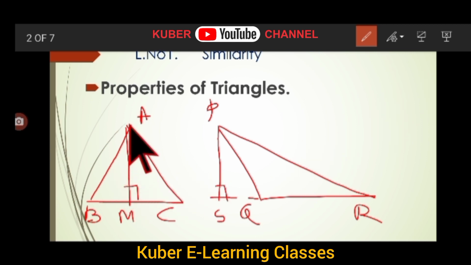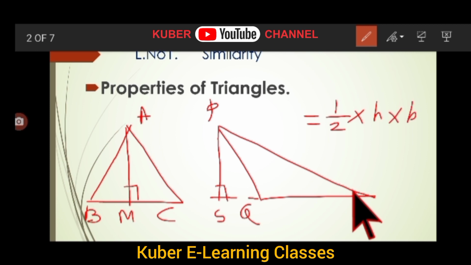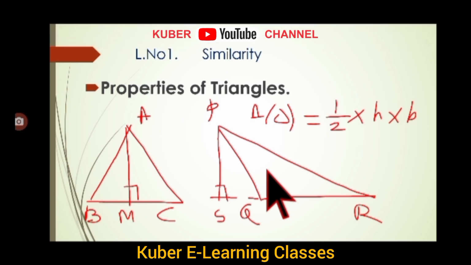So see here, in triangle ABC, AM is the height and BC is the base, and in triangle PQR, PS is the height and QR is the base. Understood? Now we are going to study the areas of these two triangles. In general, what is the formula for the area of any triangle? It is half into height into base, right? So area of any triangle is always half into height into base. Applying this formula to these two triangles, what ratio will you get here?